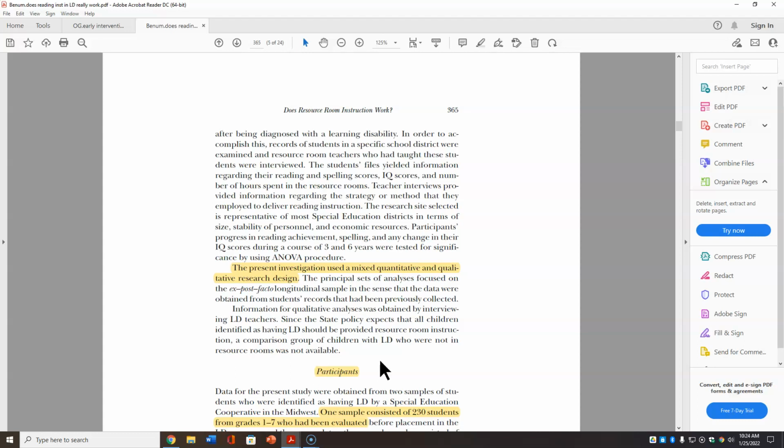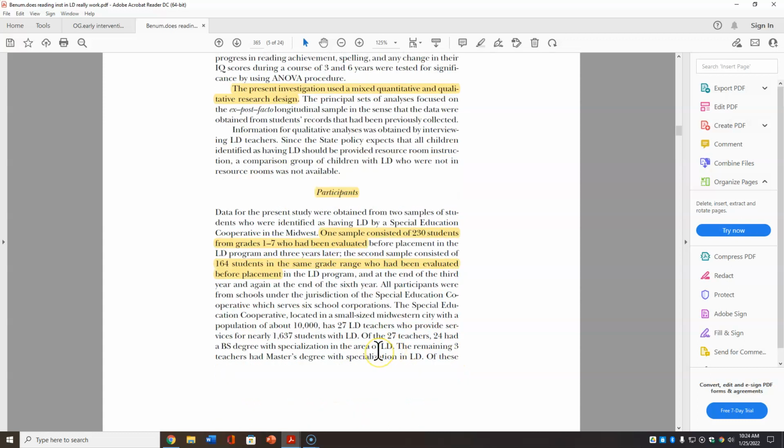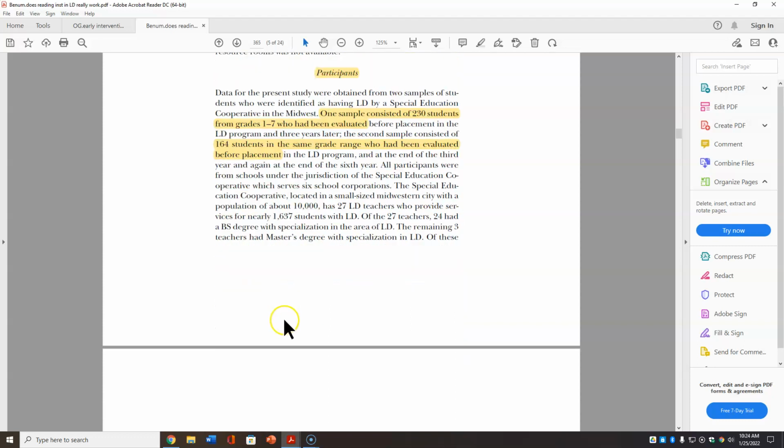The qualitative aspect helps us understand and put these numbers in some sort of context. All right, so let's look at the participants or the subjects. Sample size, okay, 230 students, 164, good, adequate sample size. If I want to go back more, I can go back.